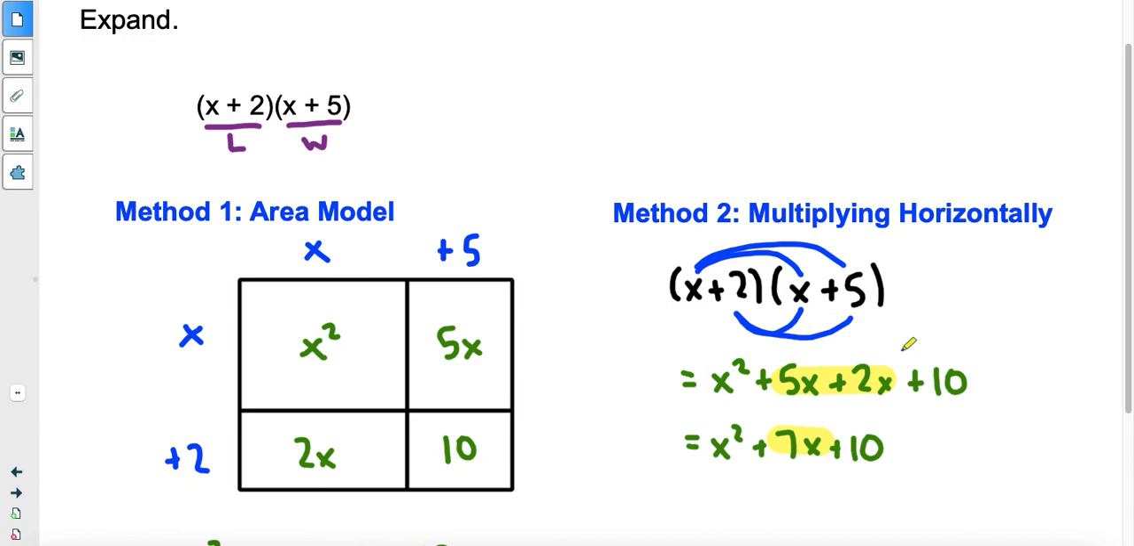Right, so both of these methods will give you the same answer. Right, so you can use any one of these methods to expand out expressions like this one right here. And it doesn't matter which method you use. Now, I like to personally multiply expressions out horizontally like this. So this is the method I'm going to use in the next few examples. But like I said, it does not matter which method you use. You can use any one of these methods.